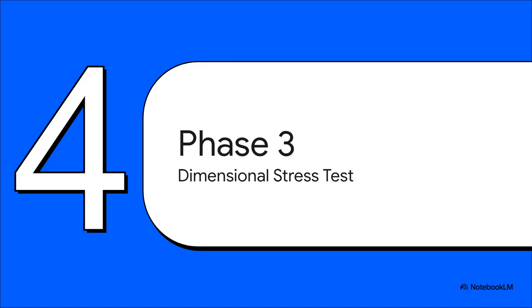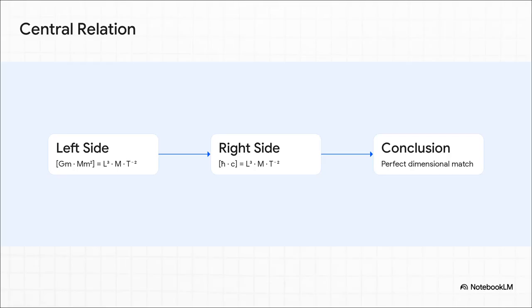Which leads us perfectly into Phase 3, the dimensional stress test. We have our blueprint, and we have our materials, but now we have to rigorously prove the math doesn't just collapse on itself. Let's walk through the incredibly satisfying puzzle of the central relation.